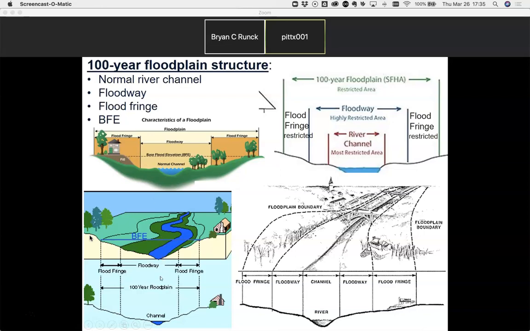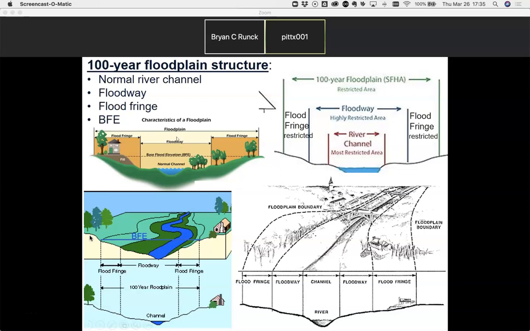The lower left-hand diagram shows a kind of perspective drawing of the floodplain, showing the floodway itself, the flood fringe, and you can very clearly see here that the spatial extent of the flood fringe is going to depend entirely upon the characteristics of the landscape through which the river channel is running.